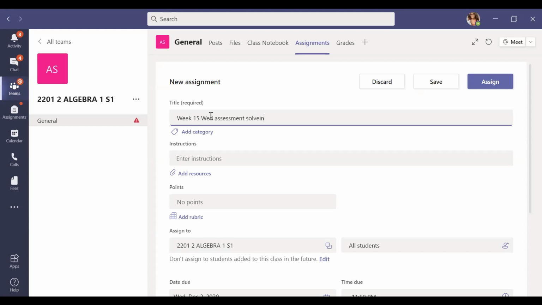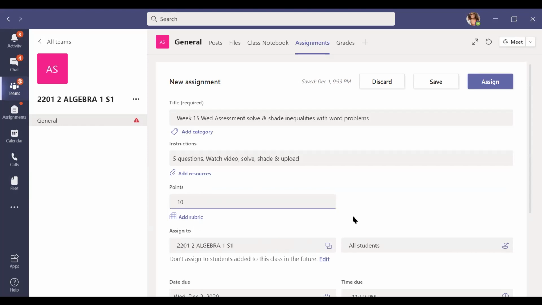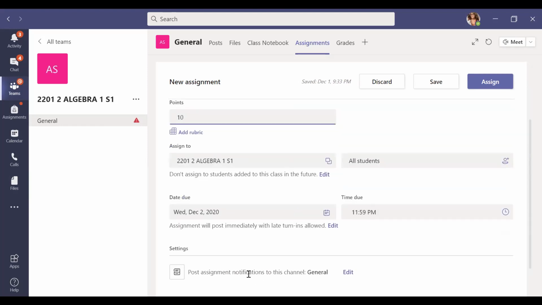Assessment on solving and shading inequalities with word problems. Algebra 1. Okay, well, I can't exactly put in too much in here. That's okay. So I'm just going to say 5 questions, solve and upload. And your due date is going to be on Wednesday by 11:59 p.m.